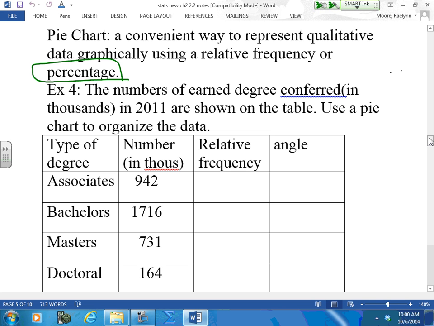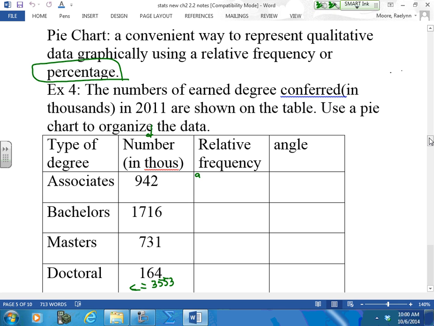Now, when you do your pie chart, you're going to take all your possible pieces and add them up. You need a total. This is on page 58. You're going to take the total of this, put it in your calculator, add them all up, and it totals 3,553.